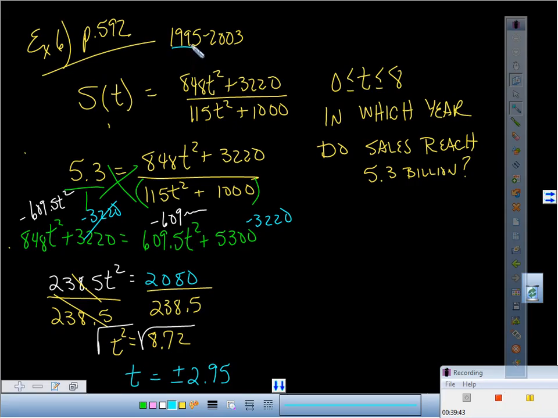Well, but it didn't say it started then. It's just talking about this time. Why is the negative 2.95 not good? Because it's looking in which year between those years. Yeah, it says it has to be between 0 and 8. Is negative 2.95 between 0 and 8? It's outside my domain, people. So what's the only choice? 2.95. It took 2.95 years.